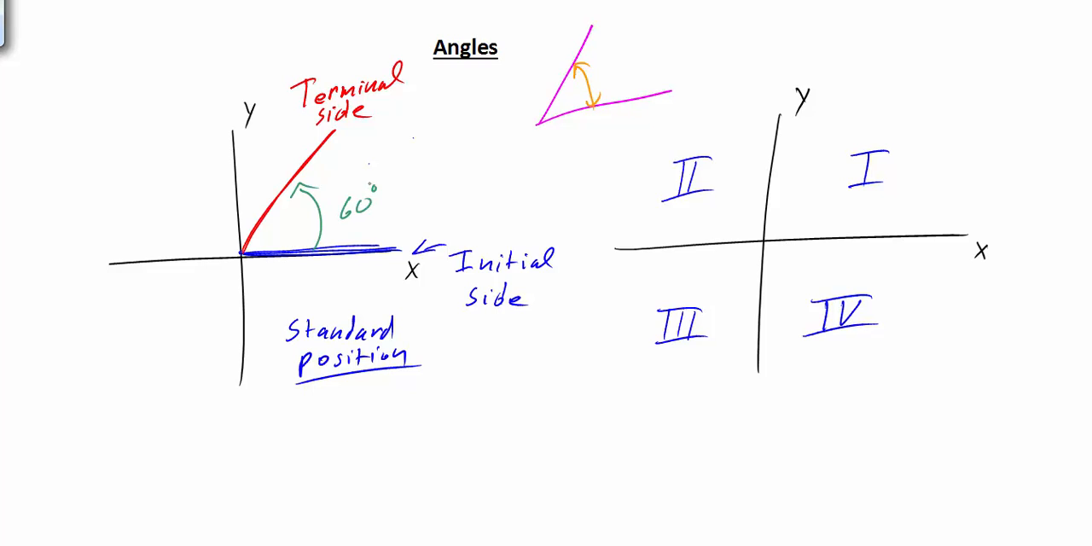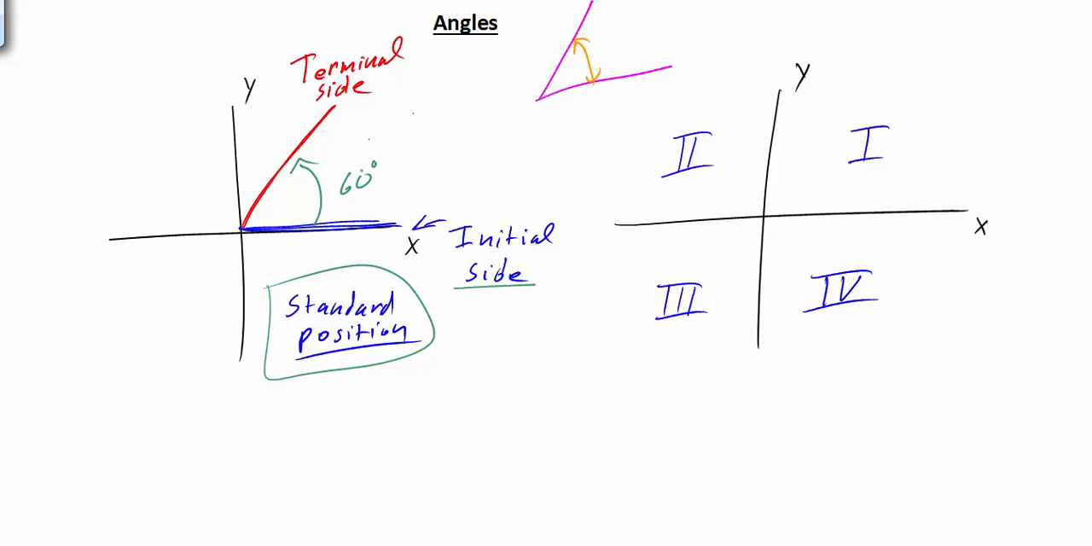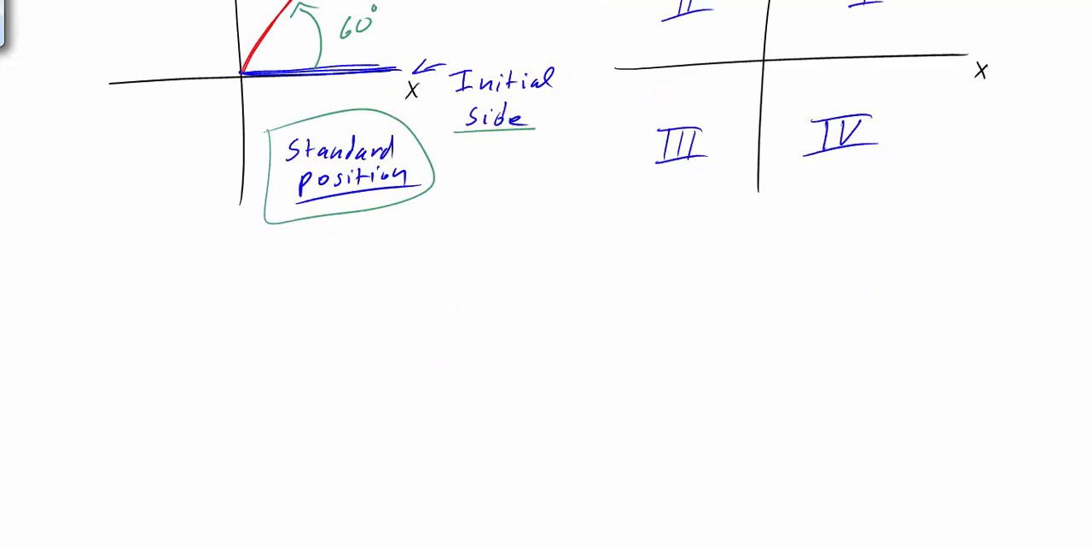So once again, if your angle is in what we call here this standard position, the initial side then is going to be on the x-axis, and then you're going to rotate around to your terminal side. So then, of course, this is an angle that's represented with a positive 60 degrees.